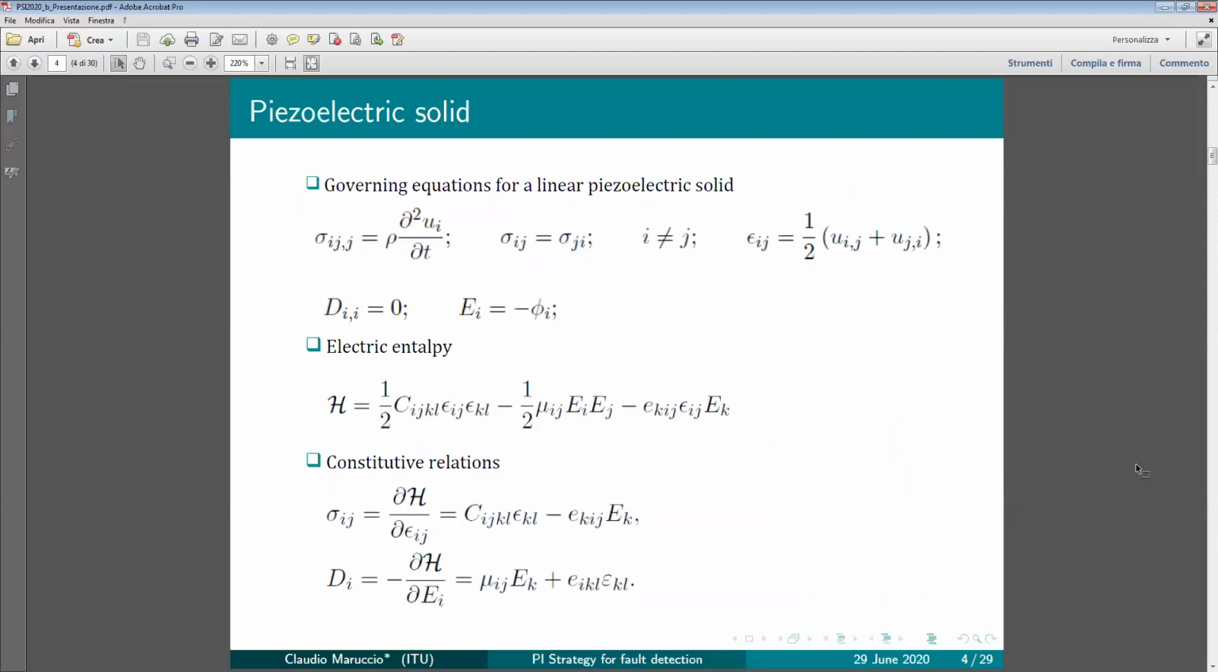The starting point of our problem is the governing equations for a linear piezoelectric solid, where the electric enthalpy can be used to determine the constitutive relations of the problem. By deriving the electric enthalpy H with respect to the strain tensor epsilon, it's possible to obtain the stress tensor, while by deriving the electric enthalpy H with respect to the electric field E, it's possible to obtain the electric displacement D.